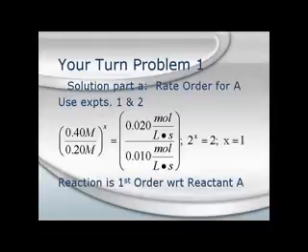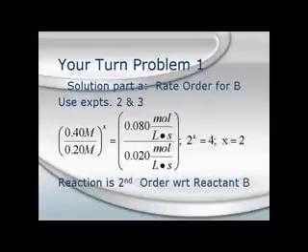And here I'm taking the ratio of my concentrations raised to some power x is going to be equal to the ratio of my rates. The ratio of my concentrations is 2 raised to some power x is equal to the ratio of my rates, which is 2. So 2 raised to some power x is equal to 2, so x must be equal to 1. So this reaction is first order with respect to reactant A.